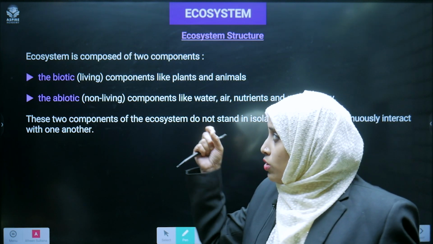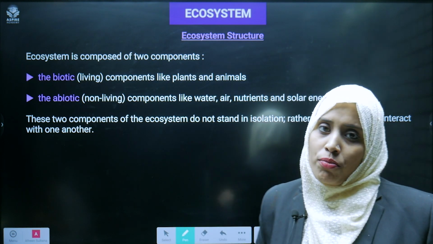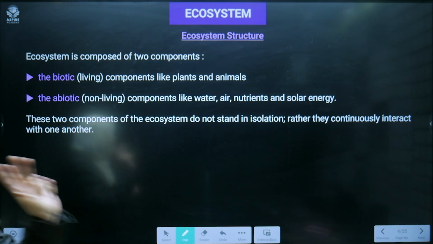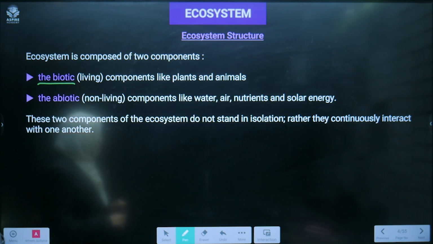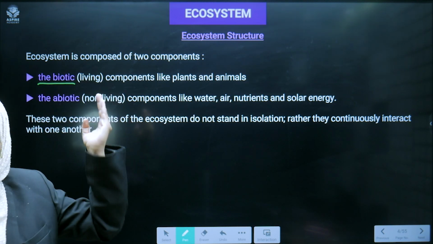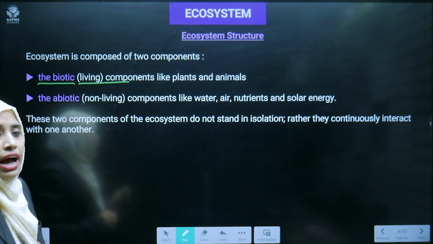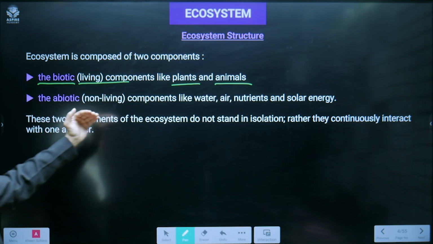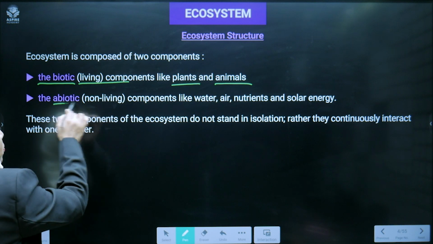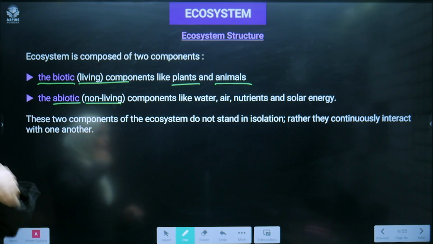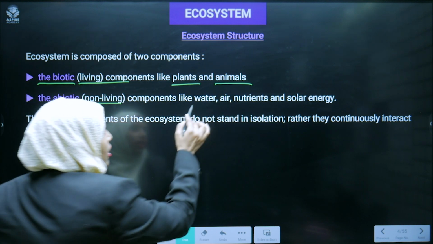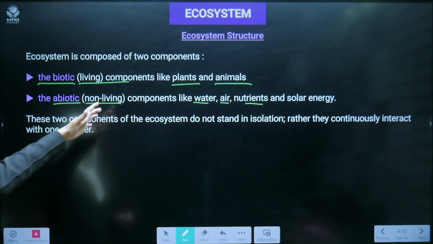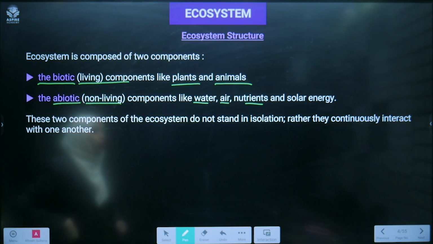Now, the ecosystem structure, that means how the ecosystem is formed. What are the components of the ecosystem? So ecosystem is composed of two most important components, that is the biotic component. The biotic, bio as the name suggests, bio means living. So it comprises the living component, and in that living component, plants and animals are included. The abiotic component of the ecosystem means the non-living part. The non-living part in the ecosystem is natural but non-living, like water, air, nutrients, solar energy. All these are non-living components, and can be called the abiotic component of the ecosystem.